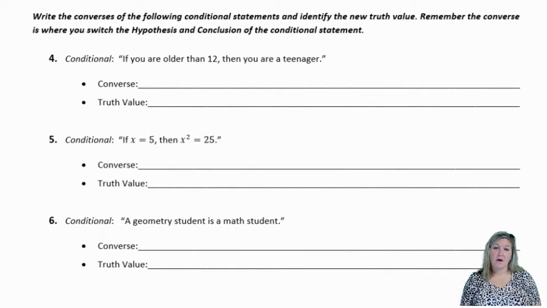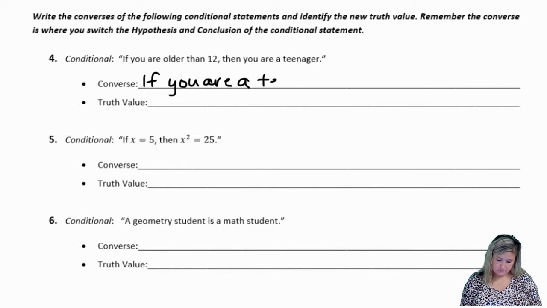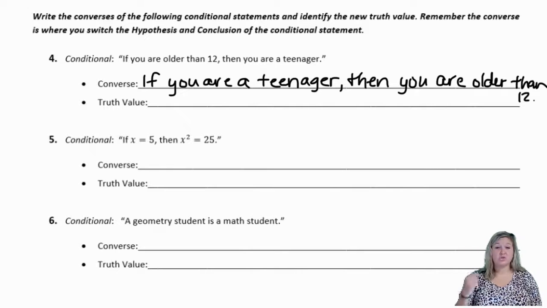All right, so now we're going to work on the converse. The converse flips the conclusion and hypothesis. So the conditional statement is, if you are older than 12, then you are a teenager. The converse of that is, if you are a teenager, then you are older than 12. Okay, so the truth value in this is true. So the converse is true here, where before the conditional statement was not true.